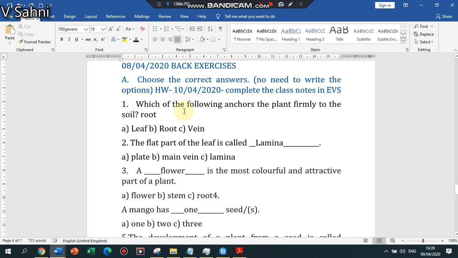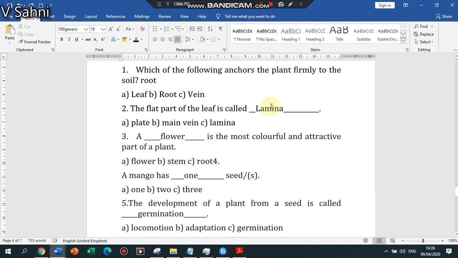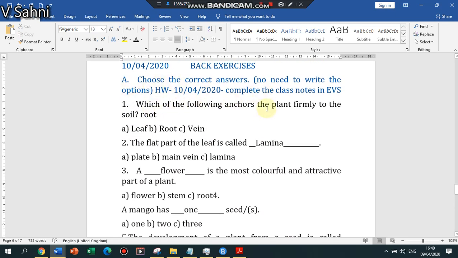Please accept my apologies. This is tomorrow's homework. So you will be writing your notes, and your homework is to complete the class notes. I expect you to complete it till here, all the 4 questions plus this question here. This is a multiple choice question. No need to write the options. You can simply write, choose the correct answer. Which of the following anchors the plant firmly to the soil? The answer is root. In the same way you will write one single answer here. So this is your homework for EVS.